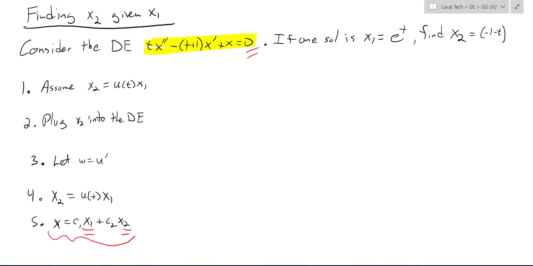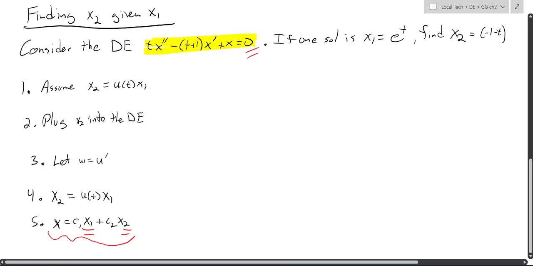Now sometimes I might not know two linearly independent solutions but only have one. If I know one solution is x sub 1 equals e to the t, how can I find a second solution? How do I find my x sub 2?